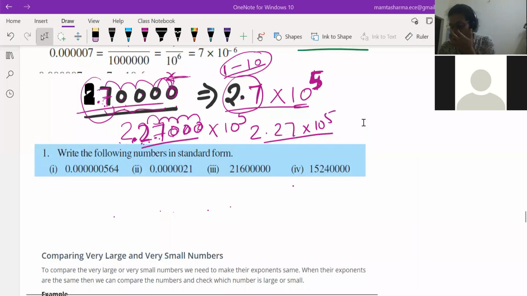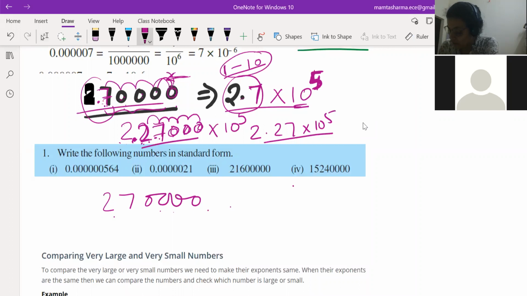Yes, ma'am. Okay. So I was telling you that, count all the digits up to the... if I say this is my first digit, this is the second digit, this is the third, fourth, fifth. Okay, can I say this fifth is the second last digit? Can I say or not?